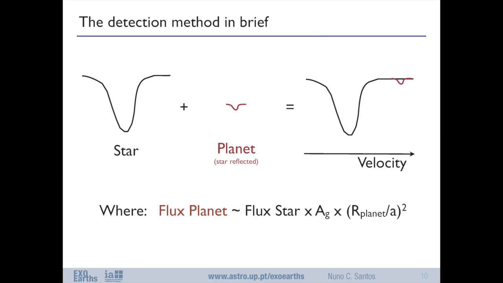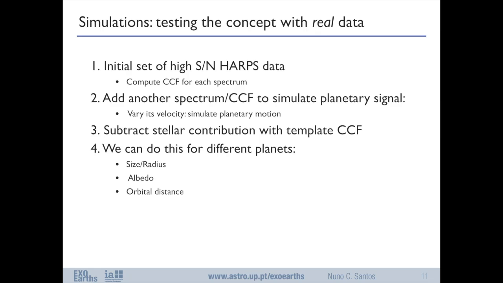So let's see, can we do this? To try to convince ourselves that this would be possible, what we started to do was to test this concept with real data, but not real data in the sense that we could detect this signal, but doing simulations with real data. So basically, we started by using high signal-to-noise HARPS spectra. We computed the cross-correlation function for each spectrum. Then we added another spectrum, or another cross-correlation function. Actually, you can work in either domain, to simulate the planetary signal. And we varied its velocity to simulate the orbital motion of the planet around the center of mass of the star-planet system. Then we subtracted, using a different spectrum, the stellar template.